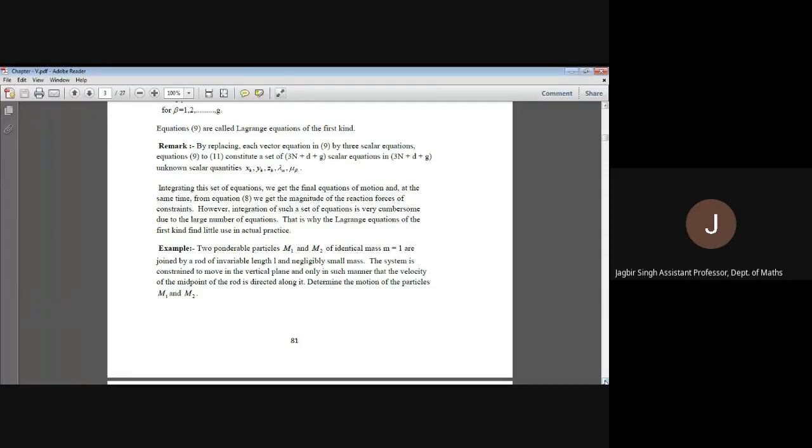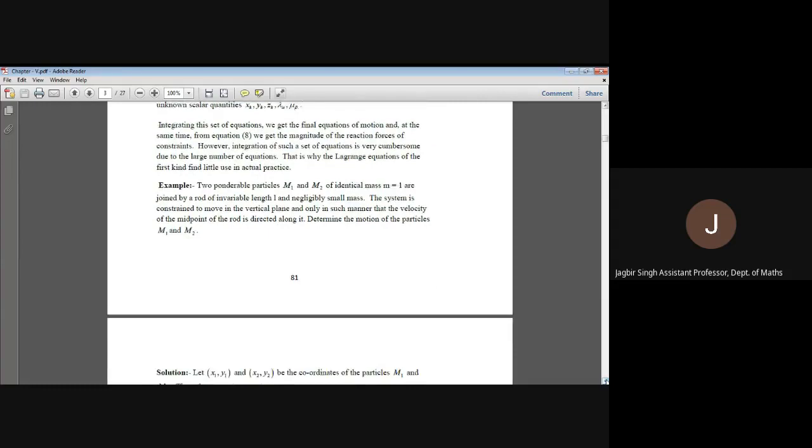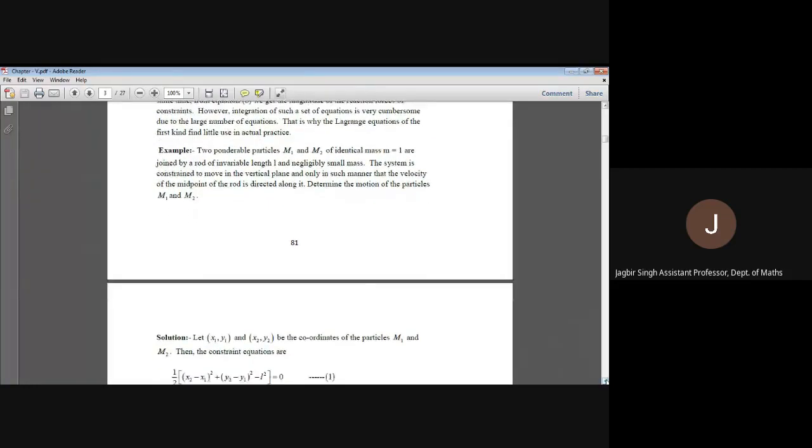We discussed this example earlier also, and in that Gaurav asked some questions. You can find out how the constraint equations are obtained in that lecture. I have shared that video also. What is given? Two particles are attached at the ends of the rod. The length of the rod is L, and this rod is moving in the vertical plane in such a way that the velocity of the midpoint is in the direction of the rod.